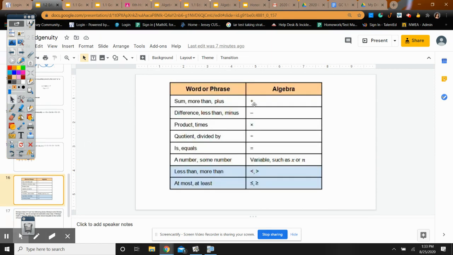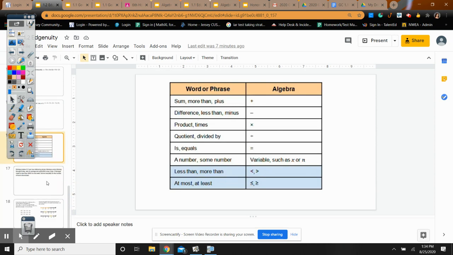Okay, now these are more word translation things. Obviously, what do you have here? Sum, addition, less than, more than, at most, at least. That means it could be equal. Okay, so all these words are phrases that we're going to have to translate from words into expressions or equations. So I think we're going to have an example or two of that.